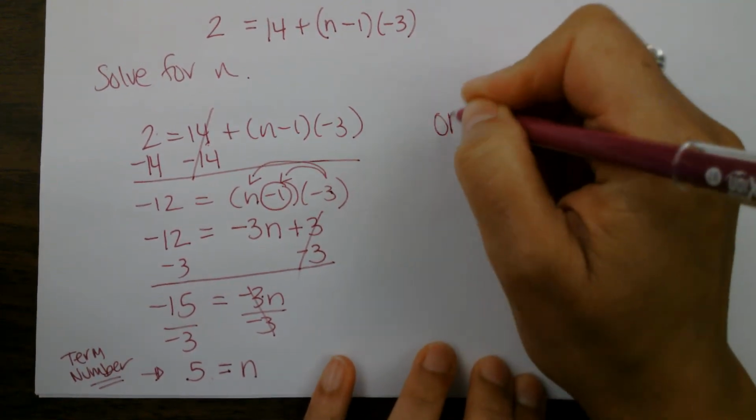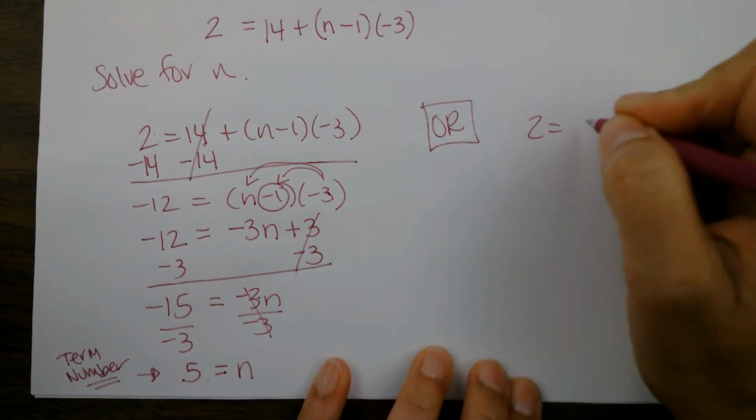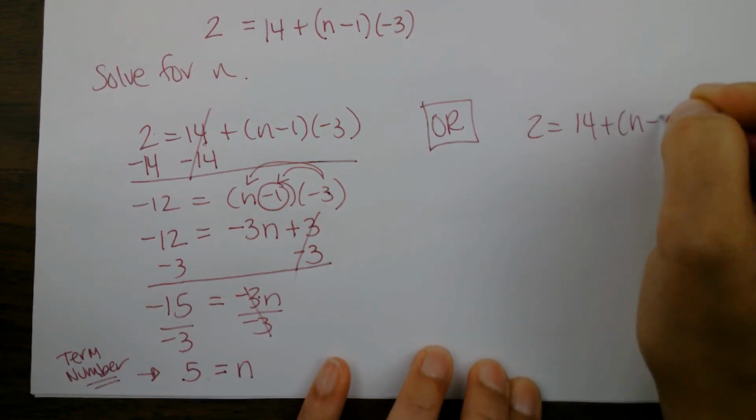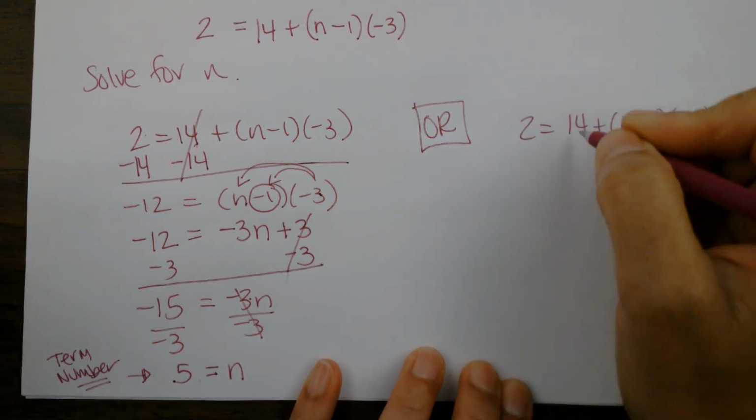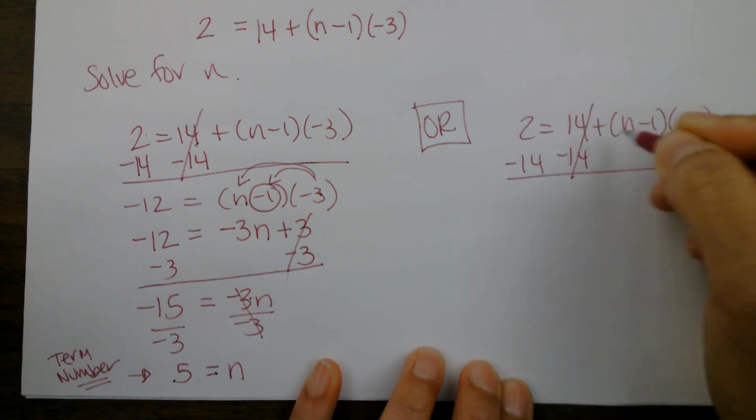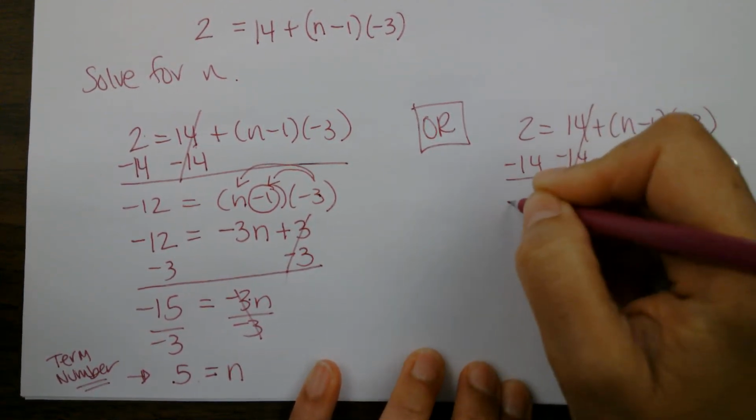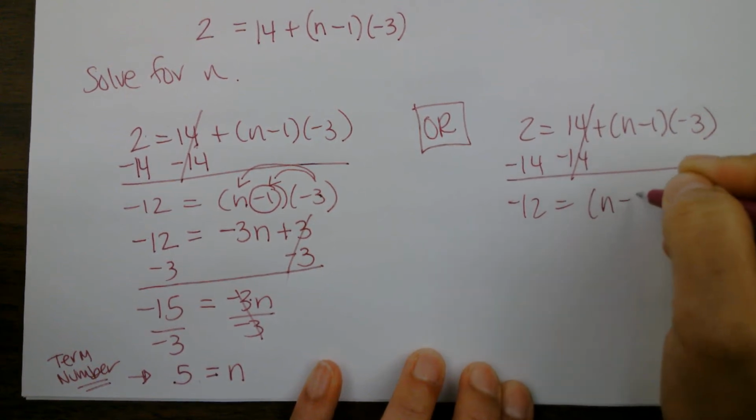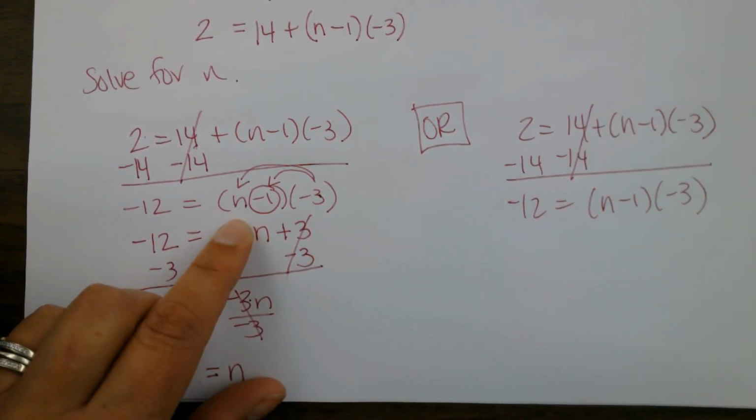Now, or, you can see it another way. Let's write this down. 2 equals 14 plus n minus 1 times negative 3. Okay. So we still start the same way. We got to get that 14 out of there. It's just hanging out, linked by addition. It's positive. Let's subtract it. So we're going to get negative 12 equals n minus 1 times negative 3.